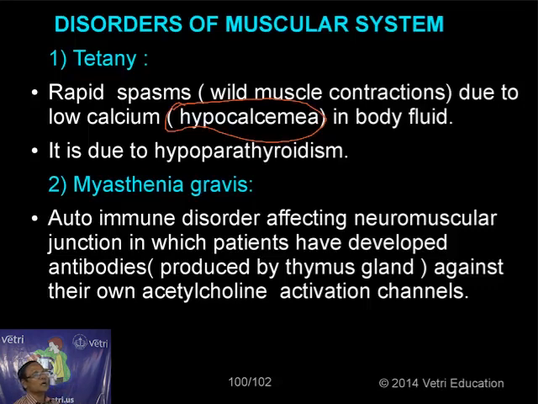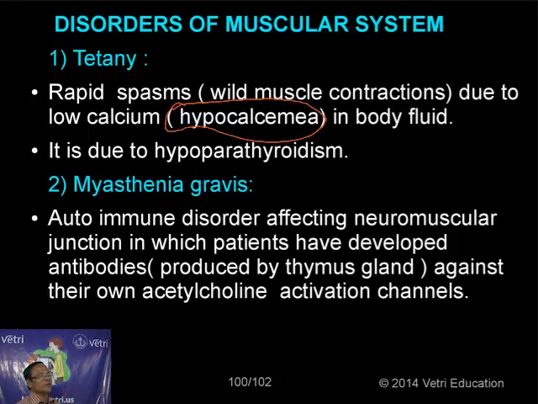Now myasthenia gravis, another autoimmune disease. Here the muscles related to respiration, talking and walking are all affected. It is an autoimmune disorder affecting the neuromuscular junction, where there is a failure of conduction of nerve impulses. The junction between the neuron and the muscle is the neuromuscular junction. Normally at this junction acetylcholine is released to create an action potential. Here the junction fails to conduct the nerve impulses to the muscle, so the muscles related to walking, talking and chewing are all affected.